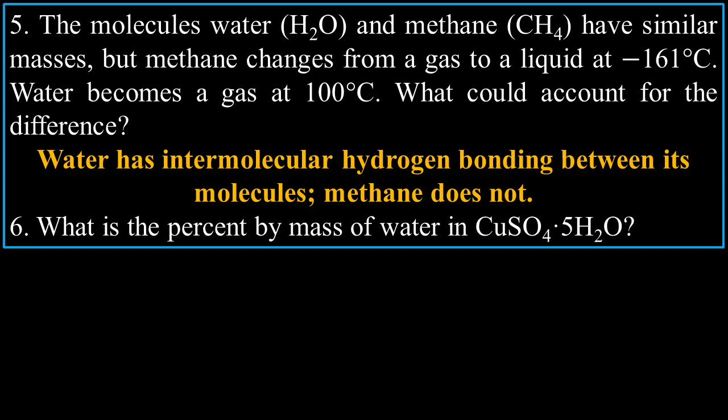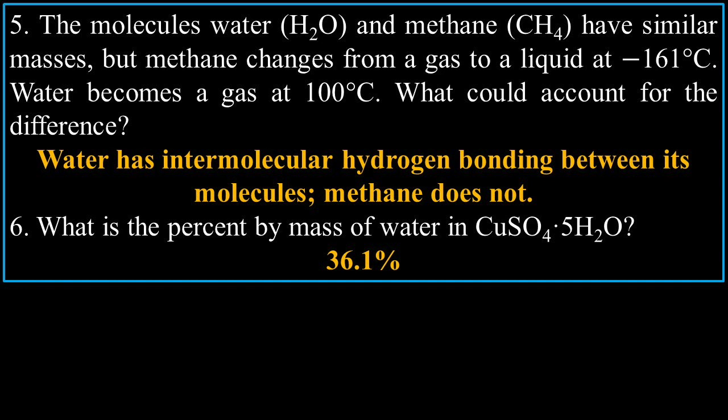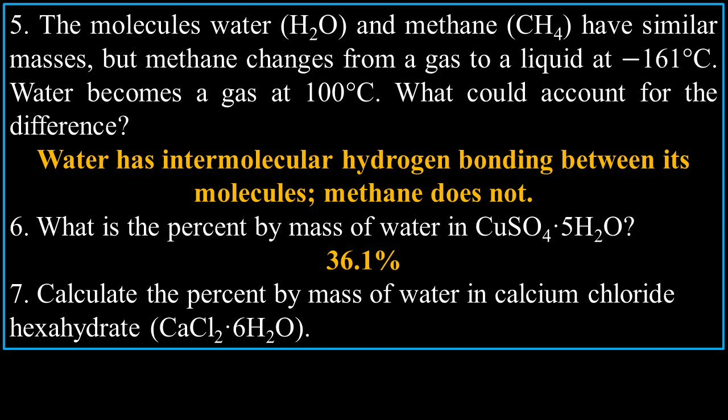What is the percent of water by mass in copper 2 sulfate pentahydrate? Well, it would be the total mass of the hydrate. That would be the denominator, and then it would be the total mass of the water. So it would be 5 times 18 divided by the mass of copper 2 sulfate pentahydrate, and that would times 100, and that would be 36.1%.